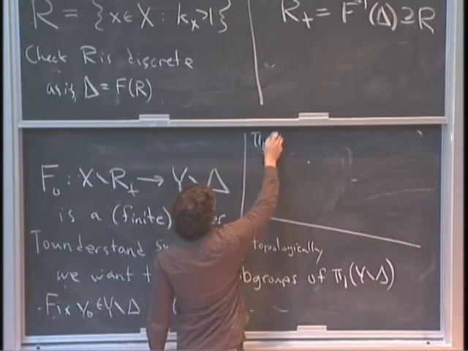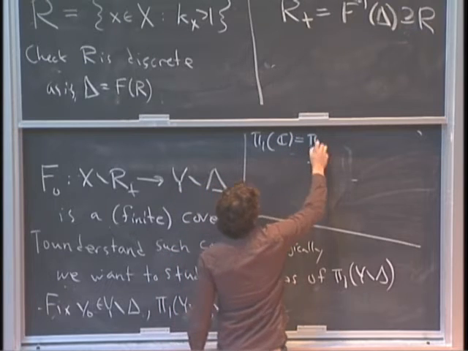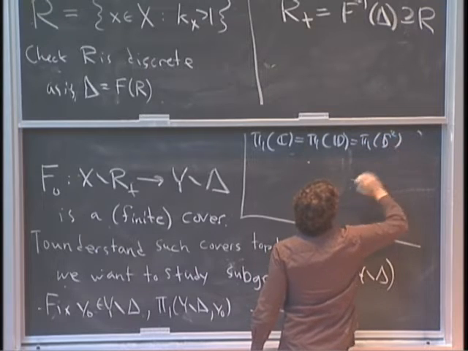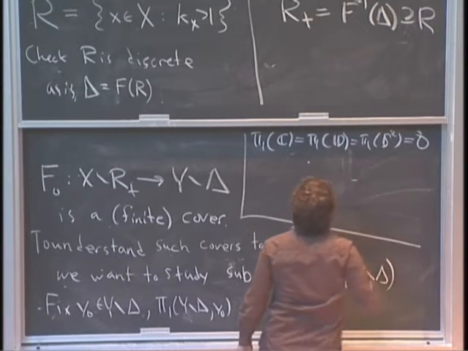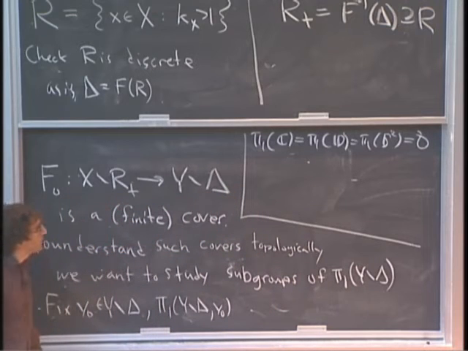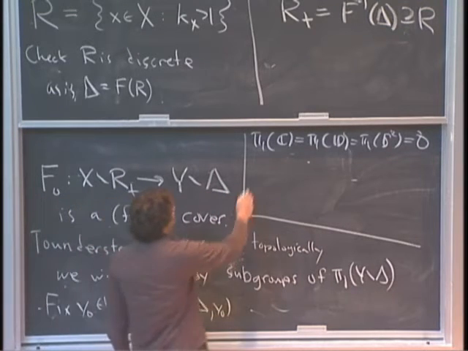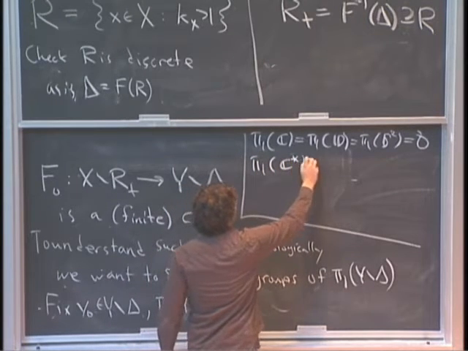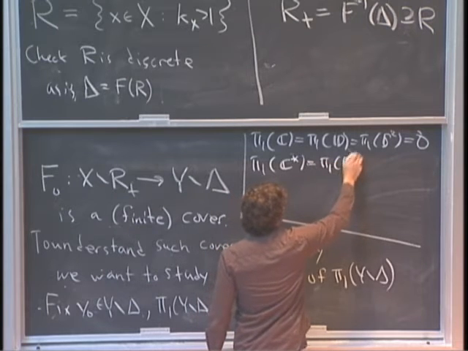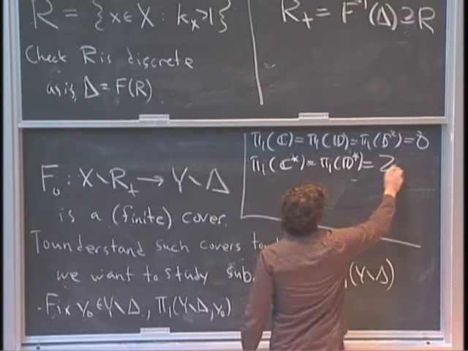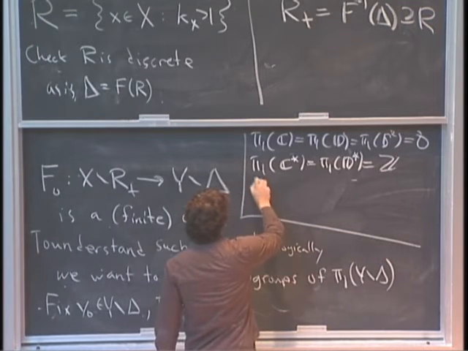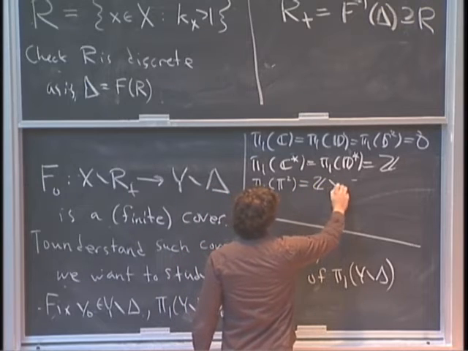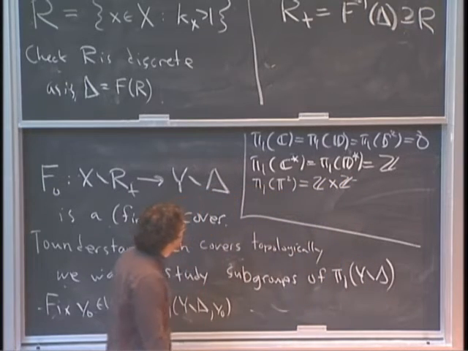Of course, pi1 of the complex plane is the same as pi1 of the unit disk, which is equal to pi1 of the Riemann sphere, which is always the trivial group. That is to say, these are all simply connected. Similarly, pi1 of C star is the same as pi1 of D star. This is an abelian group, which is the integers. Pi1 of the torus is, of course, also an abelian group, which has two generators.